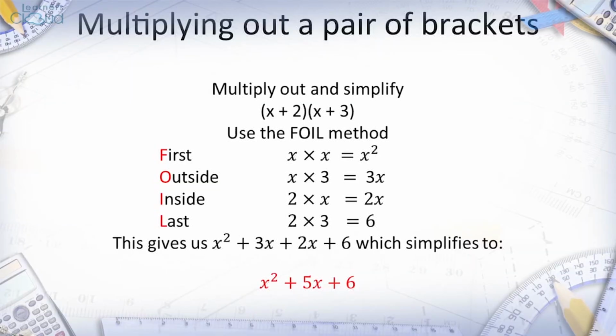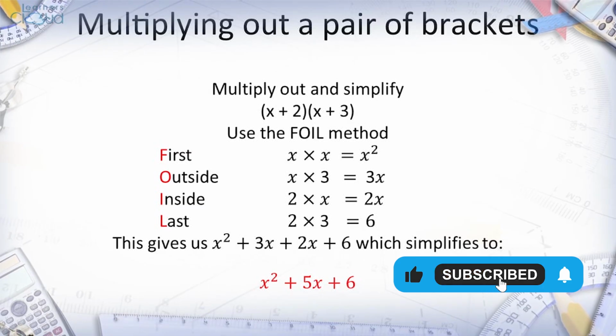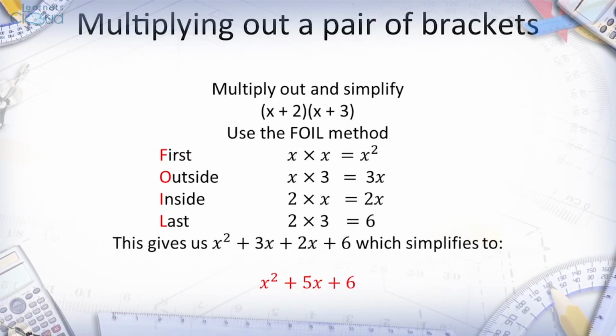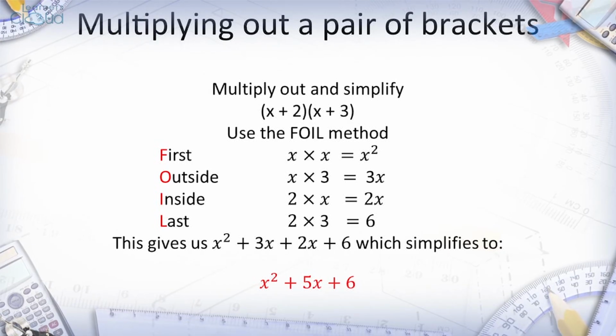Now all a quadratic expression means is that it will contain an x squared term, or indeed a letter squared term. So let's have a look at an example of multiplying out a pair of brackets, and then as usual we'll come back and do some examples together on the board. If we want to multiply out and simplify this pair of brackets, x plus 2 by x plus 3, one of the best methods to use is what's known as the FOIL method.